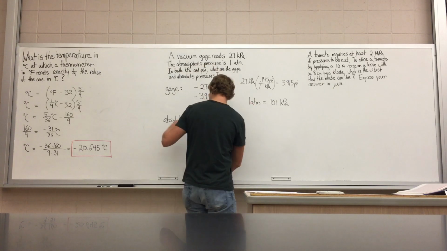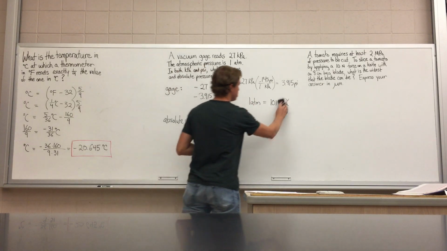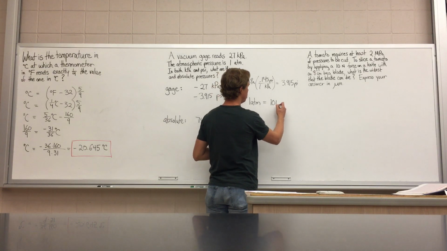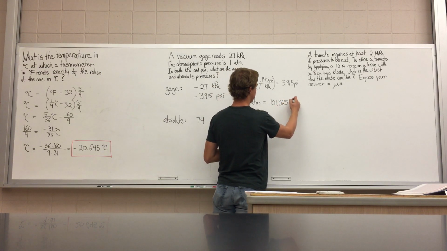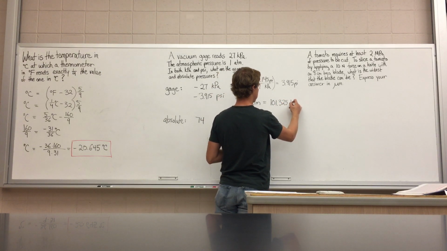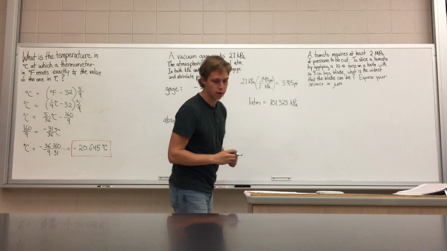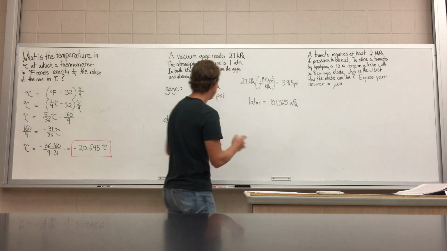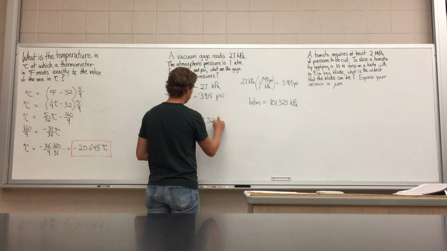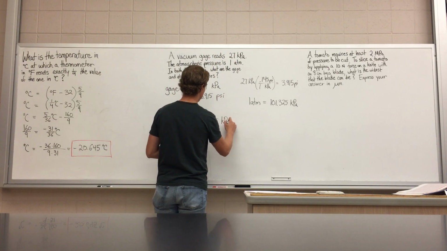74. I actually left the decimal. This is 101.325. Forgive me, that was not rounded up. That's the exact value. And so the exact value here, when I subtract, comes out to 74.325 kilopascals.